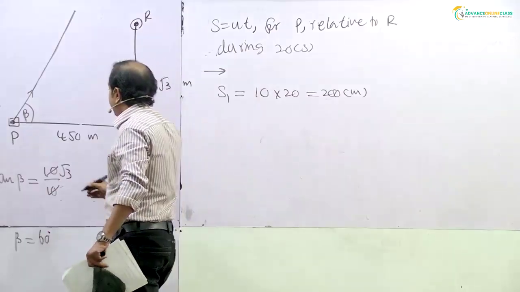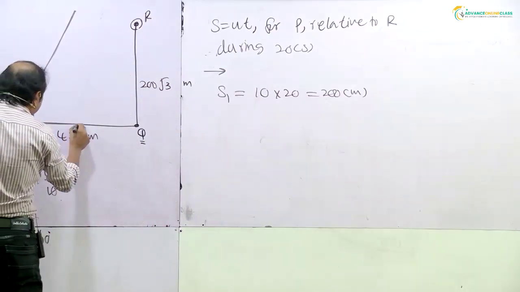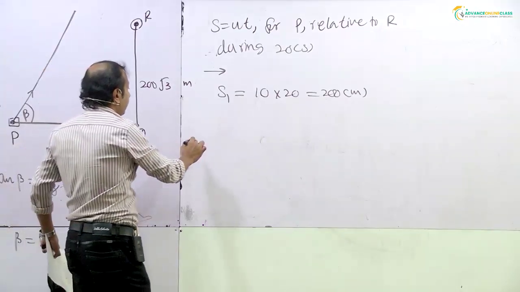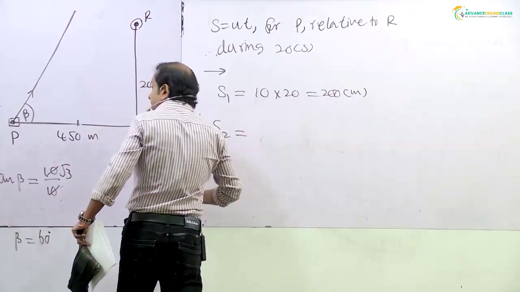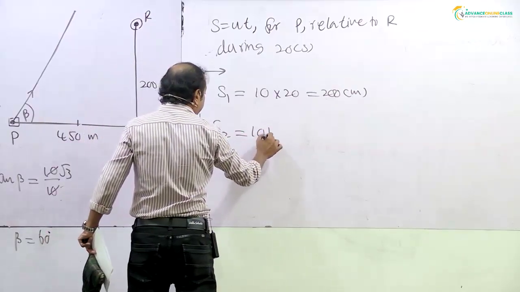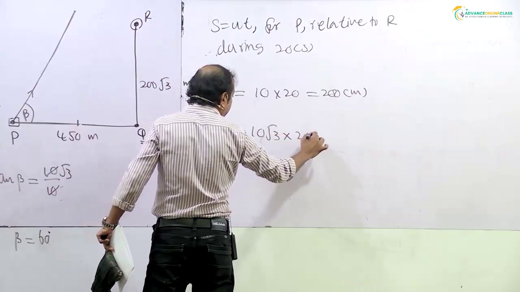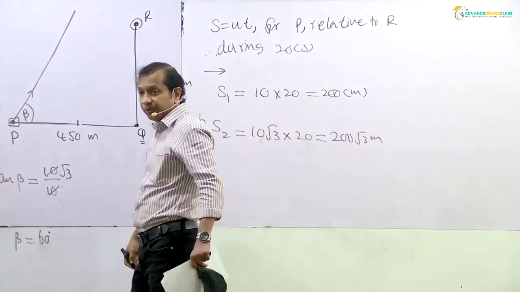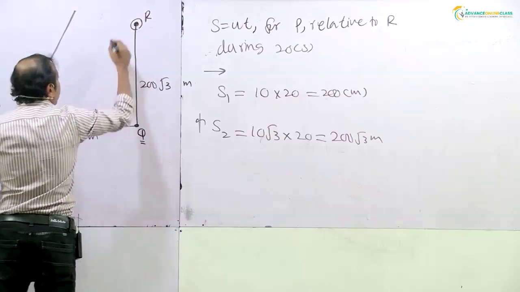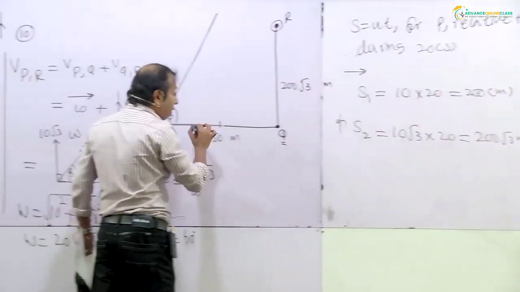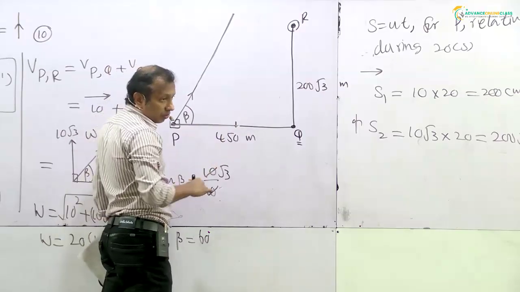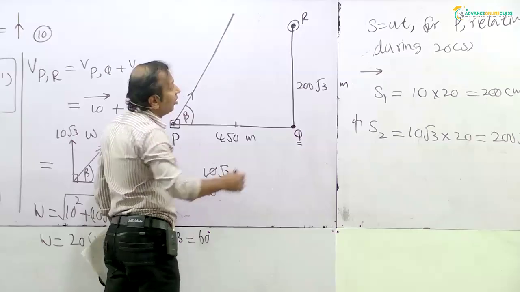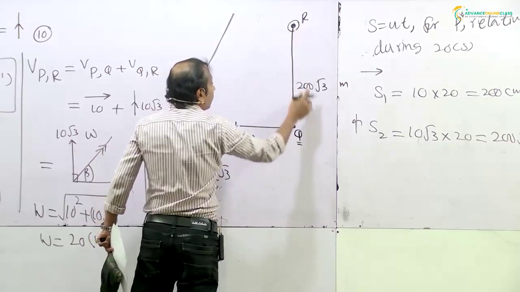P moves this way 200 meters. Upwards, suppose S2, what is the velocity? 10 root 3 into 20, 200 root 3. Nice. What do you mean by that? While R is at rest here, P moves this way. S1 is 200, upwards 200 root 3. That means it comes to the level of this, because this is 200 root 3, no?